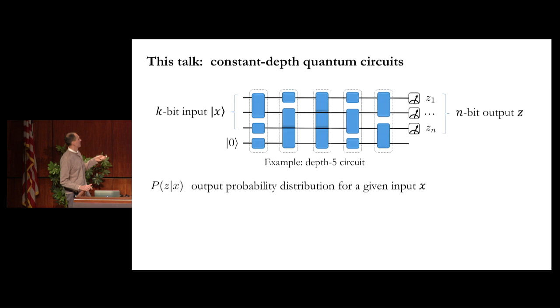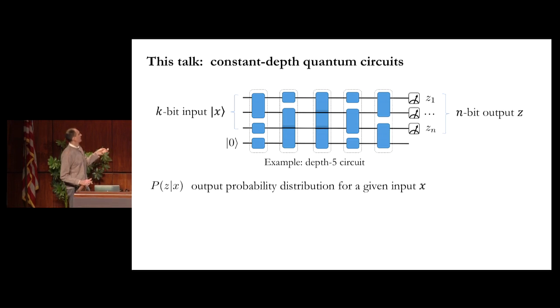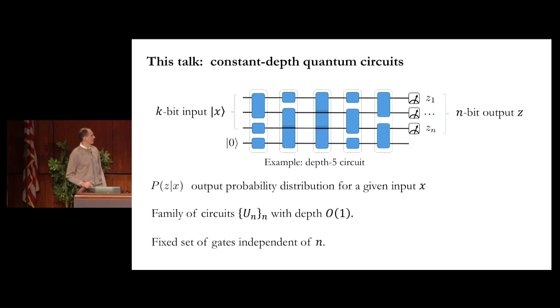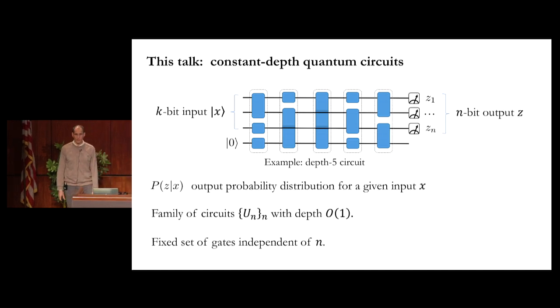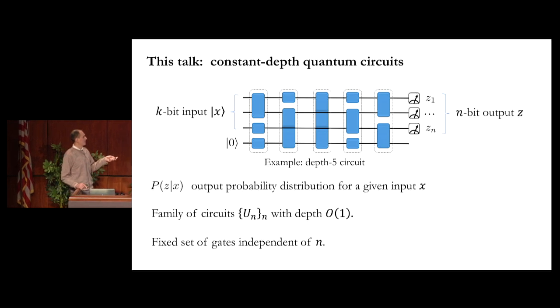The main object we are interested in is this output probability distribution. It tells us the probability of observing some output z, provided that the input is x. What I mean by constant depth circuits is actually an infinite family of such circuits parameterized by the number of qubits n. The depth of the circuits is bounded by some constant independent of n, and I am going to consider a fixed gate set, also independent of n.